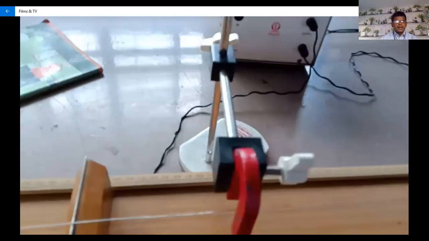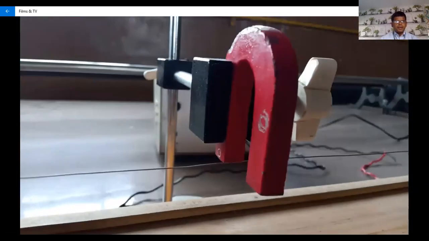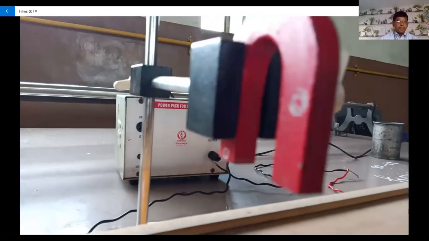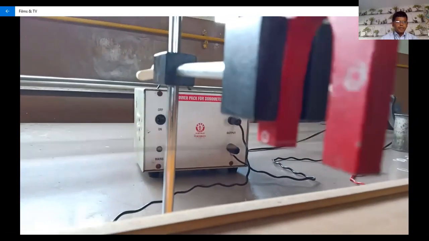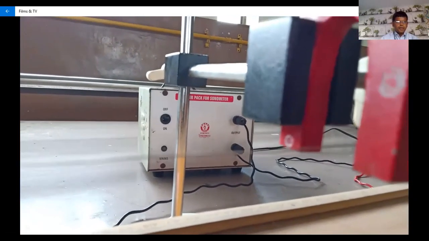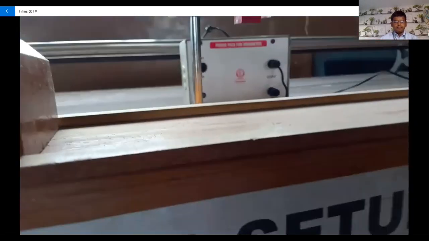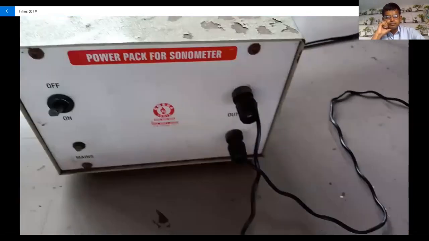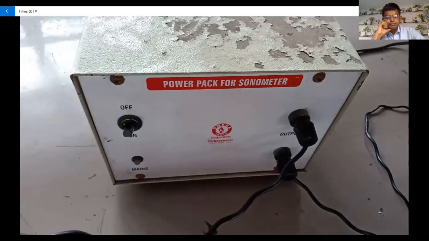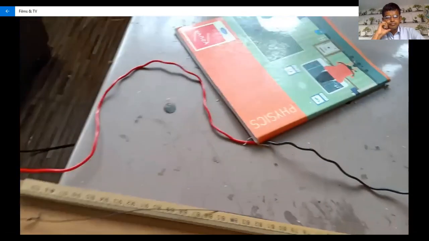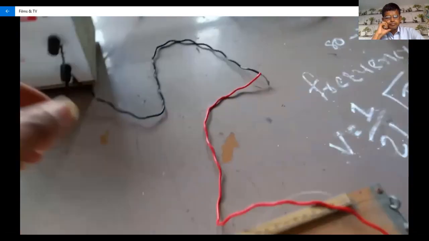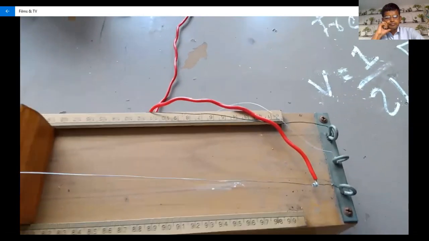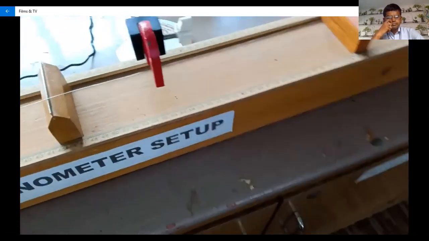Today we use one magnet. The magnet is set here between the wire, but be careful, do not touch the wire with the magnet. Now the connection. Starting from one terminal of the power supply, connect directly to one end of the wire, and connect the second terminal directly to the other end of the wire. You can see the arrangement here.